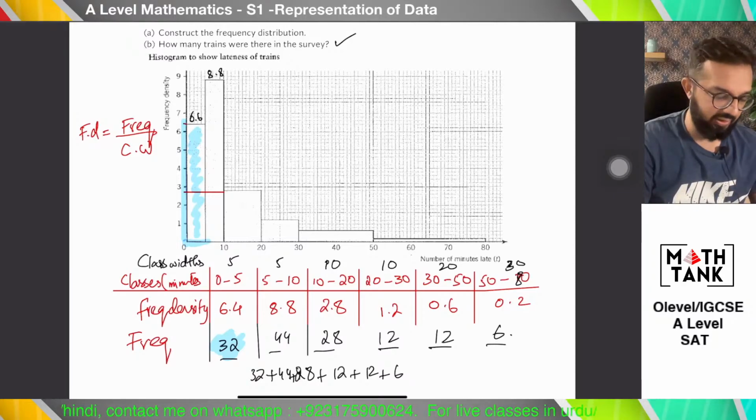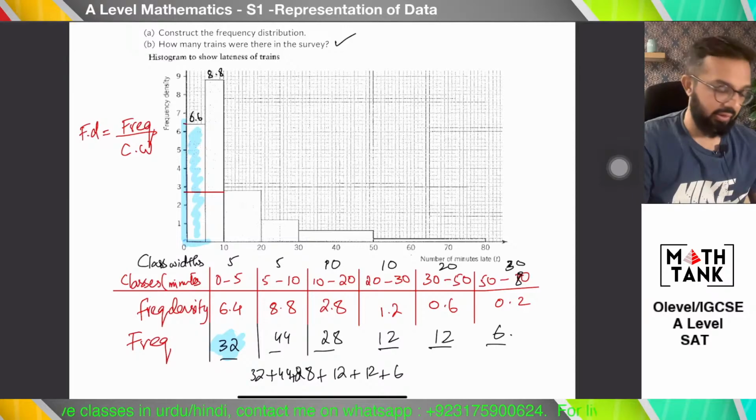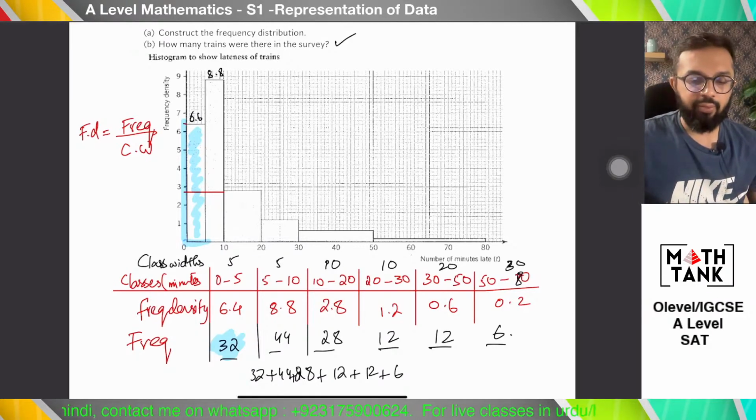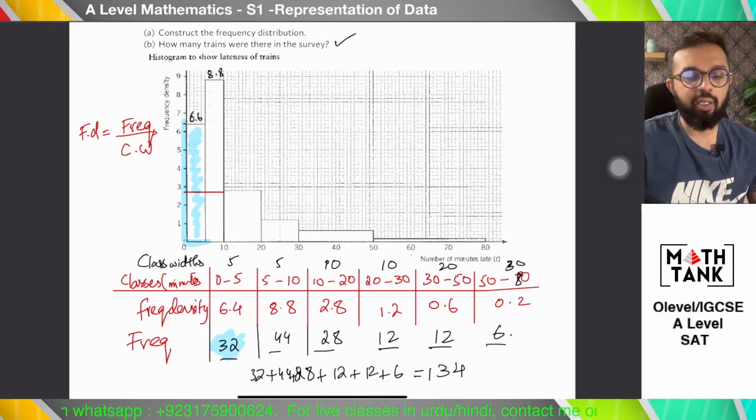ये तो आप पढ़ेंगे तो पता चलेगा. आप ये मेरे लेक्चर से जज ना करें टॉपिक को. 134. Okay, 134 are there. Okay, so there were 134 trains in this survey.